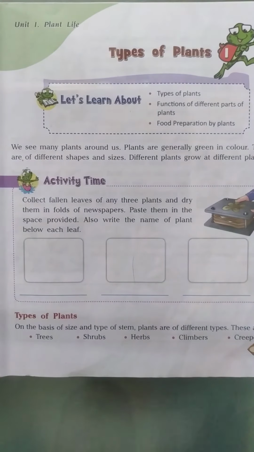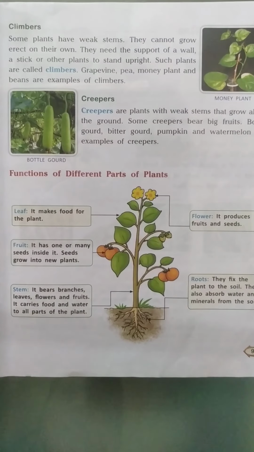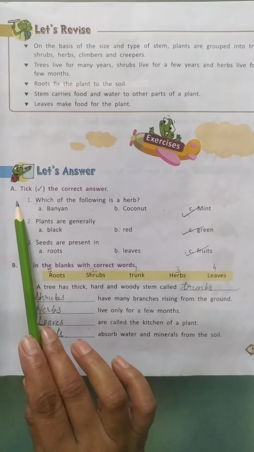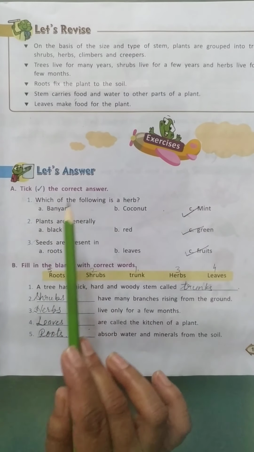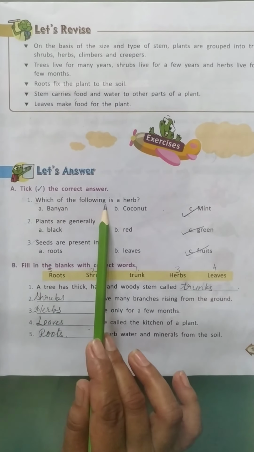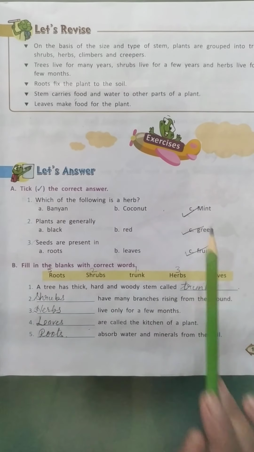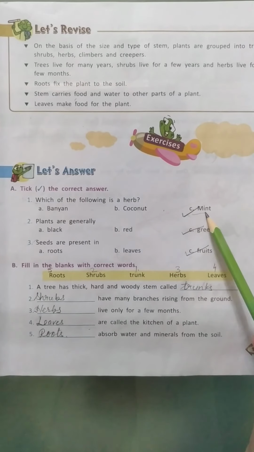So chapter 1 is types of plant. In types of plant, question number 1 is tick the correct answer. The first question is which of the following is a herb? There are 3 options: banyan, coconut, mint. So our right answer will be the mint.